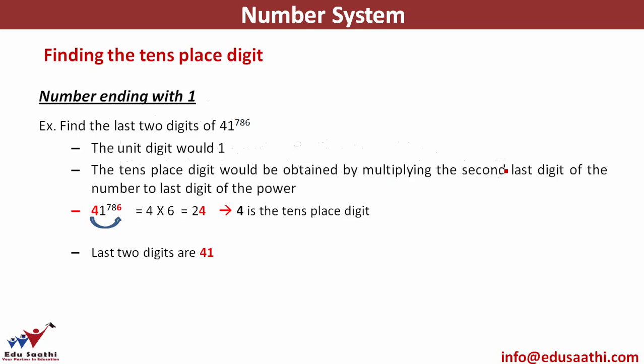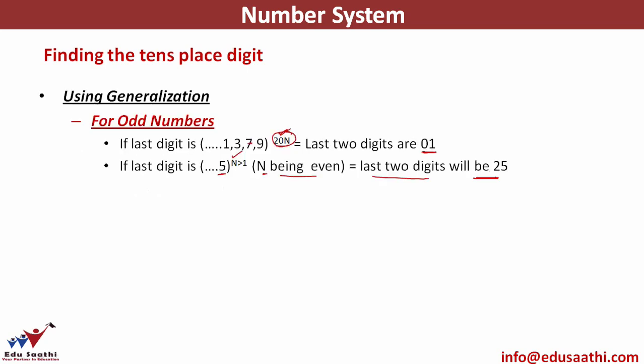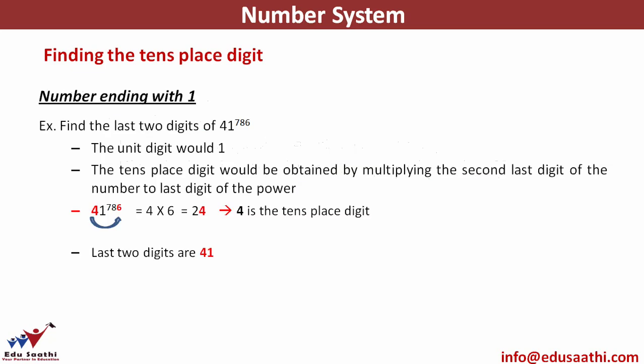So let's look at now the method. Now this is the generalization thing or the cyclicity thing that we have done. But let's look at what is the method in finding out the tens place digit. So the method is, which this can be applied to each and every case. You need not remember the cyclicity thing for a tens place digit. You need not remember the generalization. This method is a universal method that will help out in finding out answers to any kind of question.